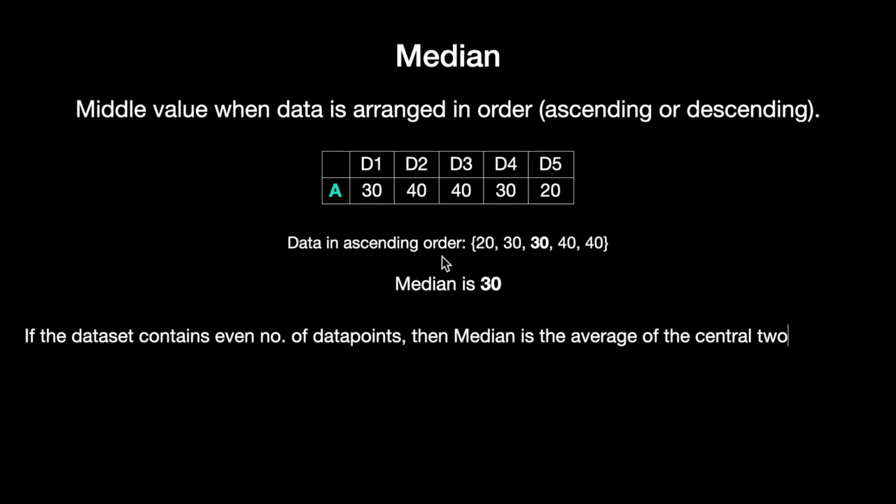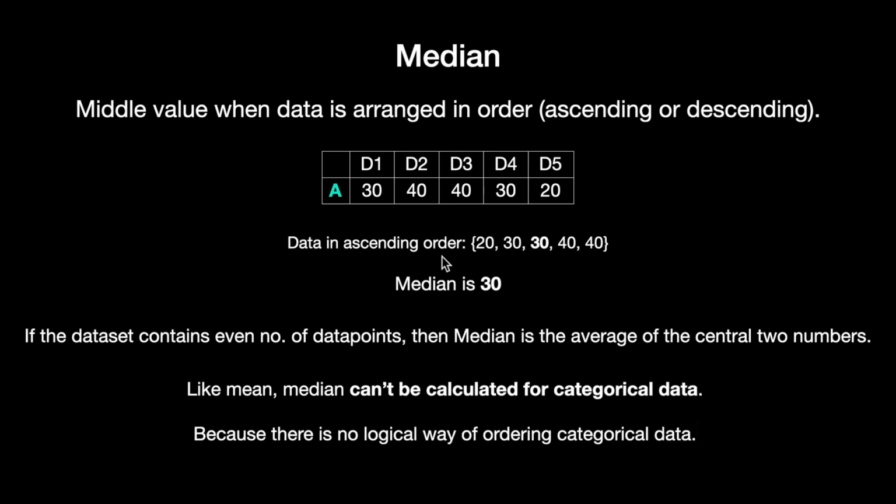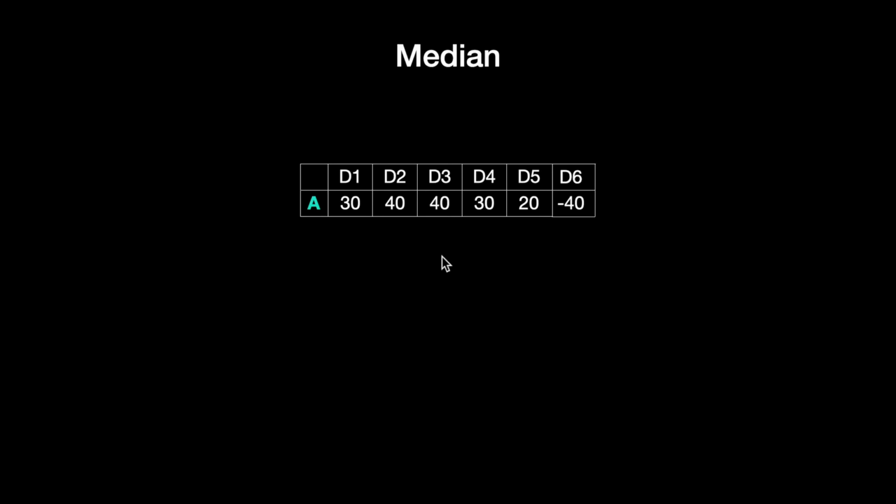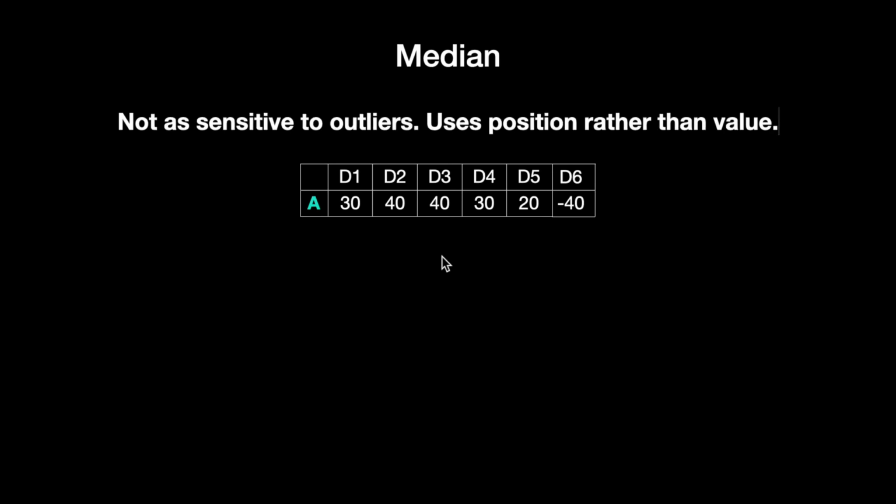Now, if the data set contains an even number of data points, then you take the middle 2 and average them out, and that gives out the median. Like the mean, median can't calculate categorical data because there is no logical way of ordering people's names or any of the categorical data. Unlike mean, median isn't as sensitive to outliers. The reason is because it uses position rather than value.